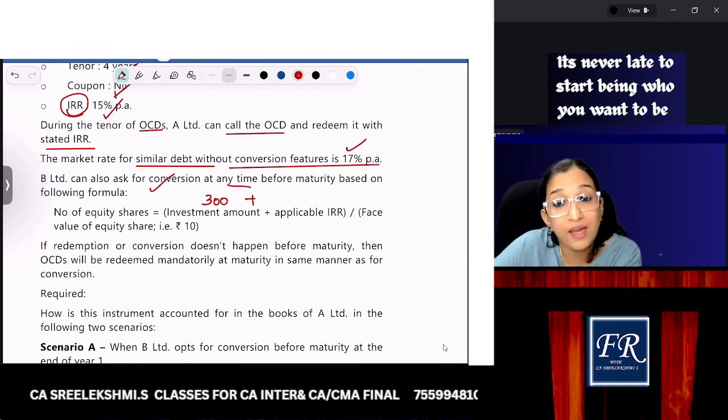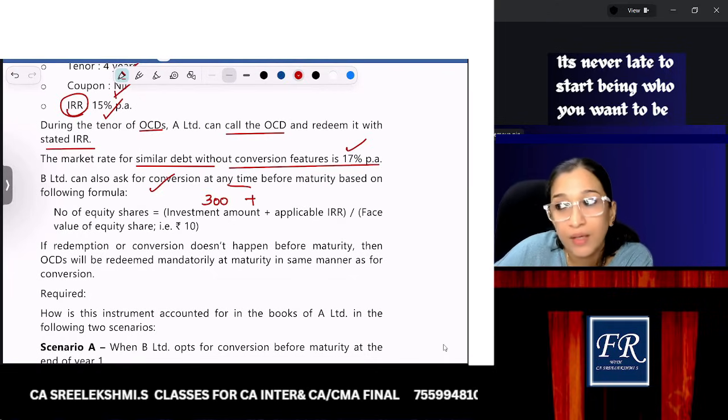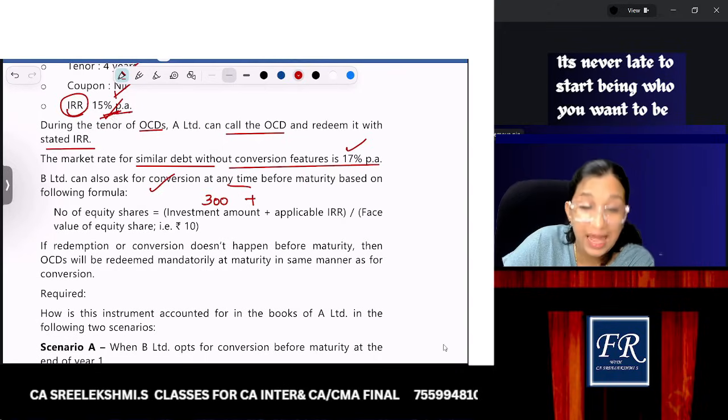This IRR means if you invest 300 today, after 4 years, what will be the maturity value? No interest will be paid, but the maturity value, if it is higher, then the investor is getting a return. So that return is what? 15% is the return as per the contract. So applicable IRR is not just 15% per annum.